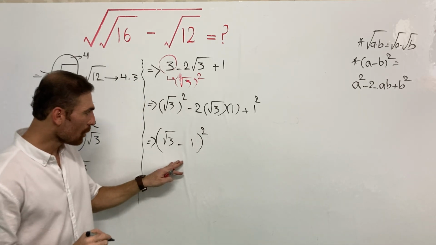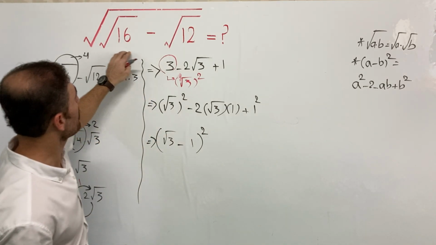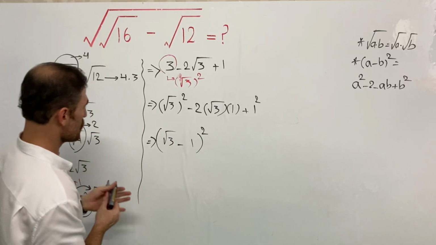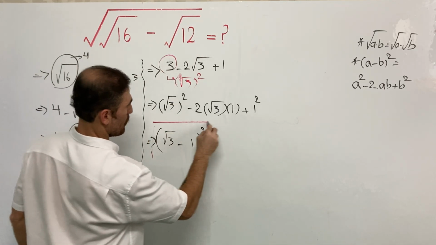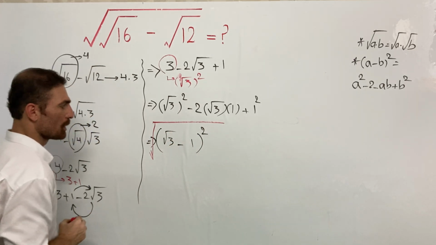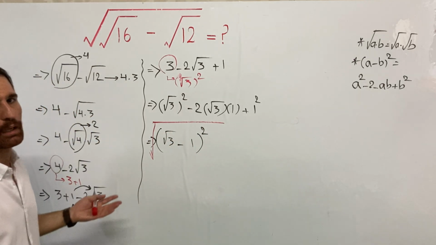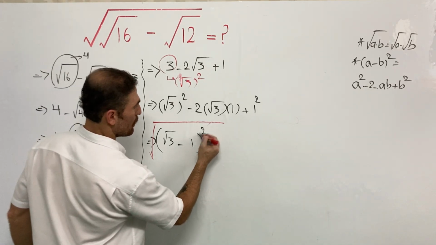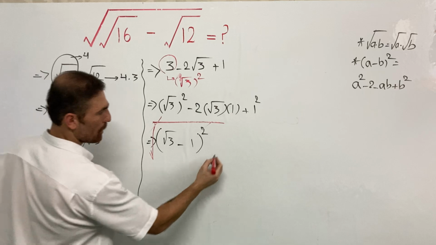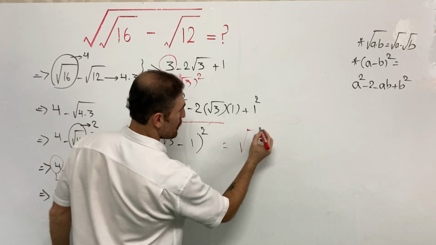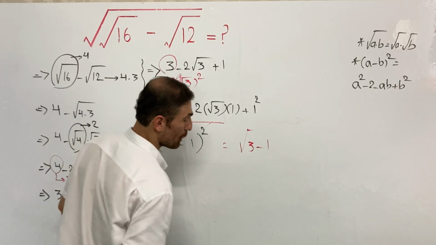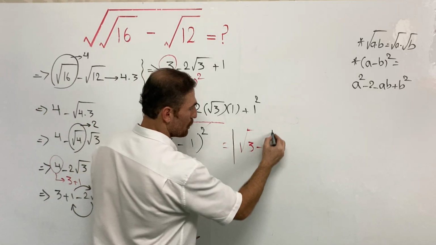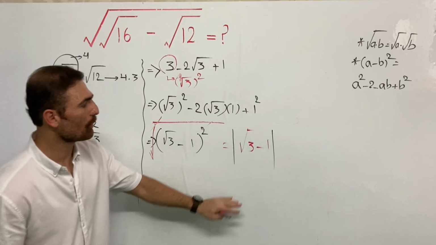Until here, alright. But this is still this inner part. We need to find the square root of this, which means this. We are going to find out this. But how can we do this? A very simple math rule: these two, as exponent and as root, can be cancelled off. So the answer is the square root of 3 minus 1. But do not forget, what do we need here? Right, absolute value.